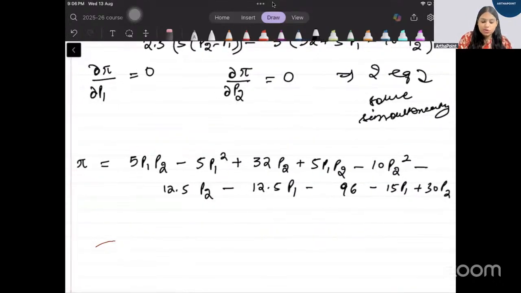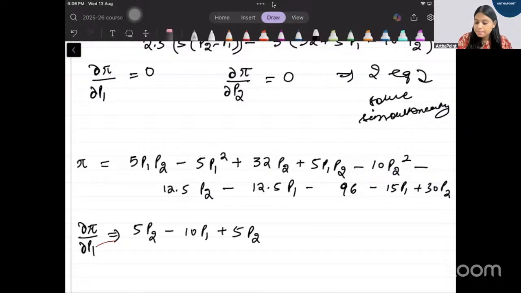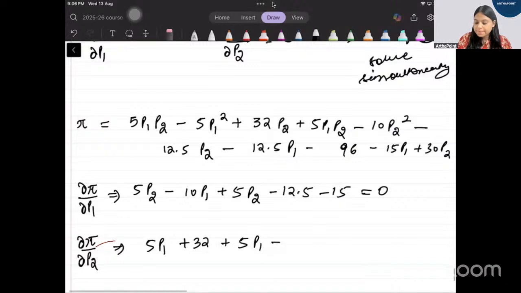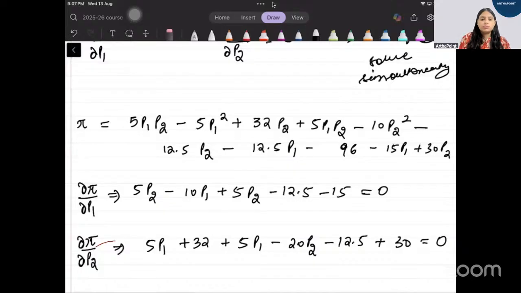Just check this calculation. Differentiate this with respect to p1: 5 p2 minus 10 p1 plus 5 p2 minus 12.5, sorry, minus 15 equal to 0. Differentiate this with respect to p2: 5 p1 plus 32 plus 5 p1 minus 20 p2 minus 12.5 plus 30 equal to 0. Get the two equations.